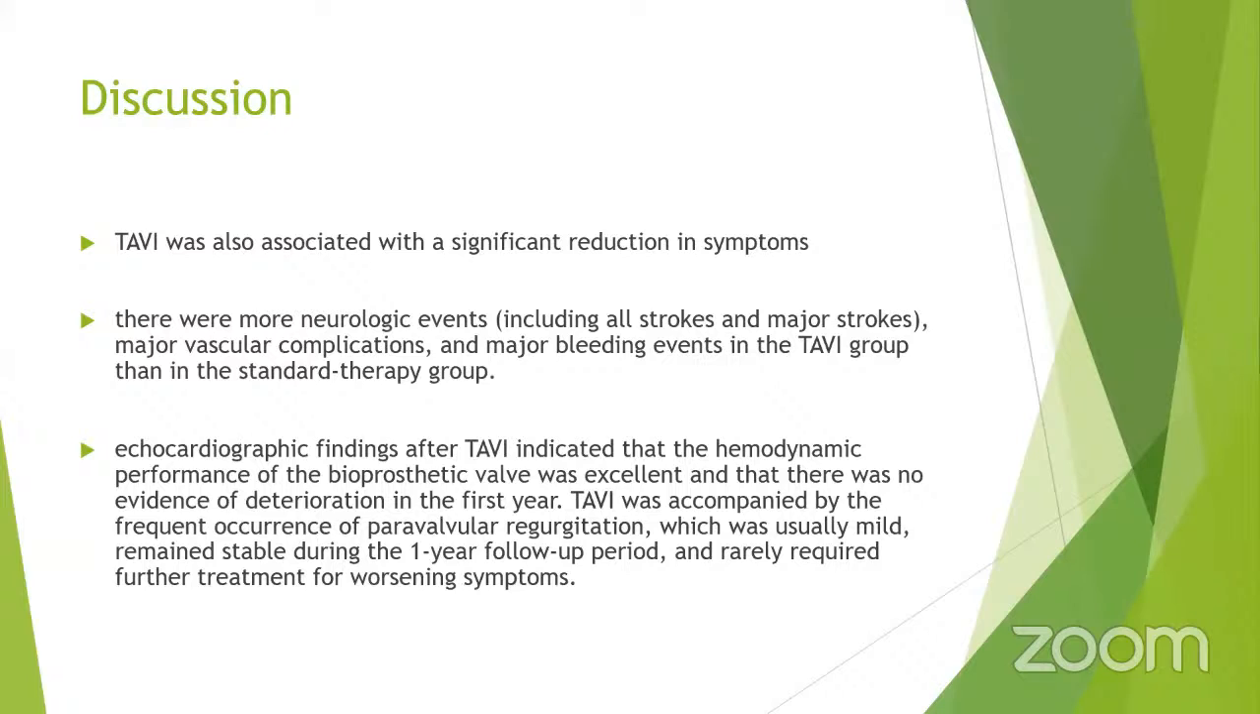So TAVI, as we said before, was associated with a significant reduction in symptoms. However, there were more neurologic events, including strokes or major strokes, and more vascular complications and bleeding in the TAVI group as compared to the standard therapy. Echo findings indicated that hemodynamic performance of the valves was excellent at 1 year. However, there usually was a paravalvular aortic regurgitation, which was in most cases trace or mild.